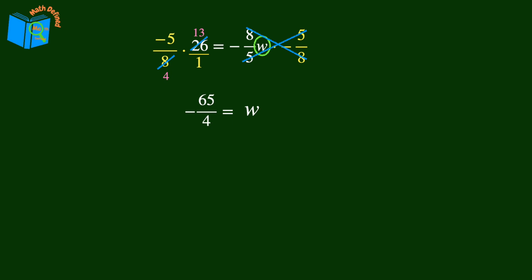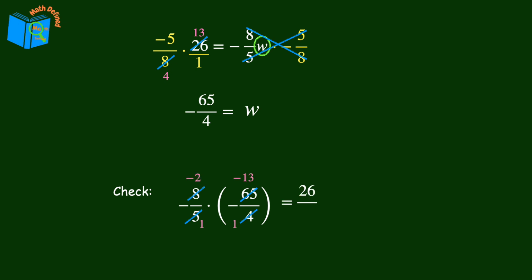We could simplify this improper fraction further, but I'm choosing to leave it the way it is. It's not always necessary to simplify every time. Next, one last check of our solution. Using cancellation with these numbers is going to make this much easier. Multiplying the numerators gives us positive 26, and then the denominators gives us positive 1, so our solution is correct.